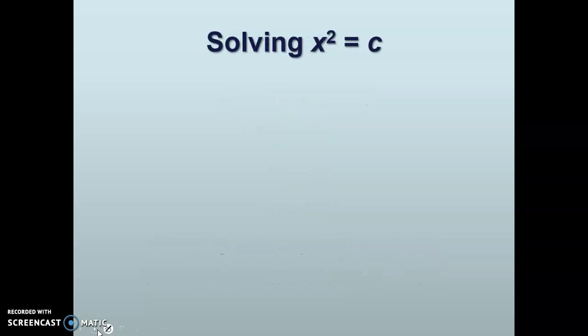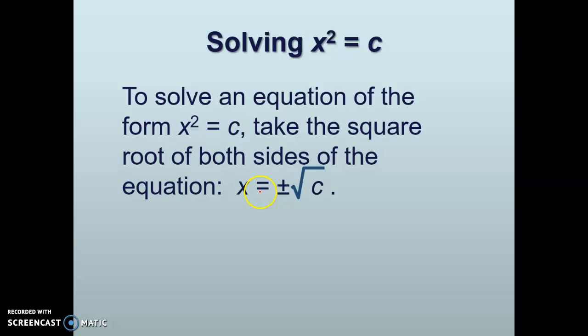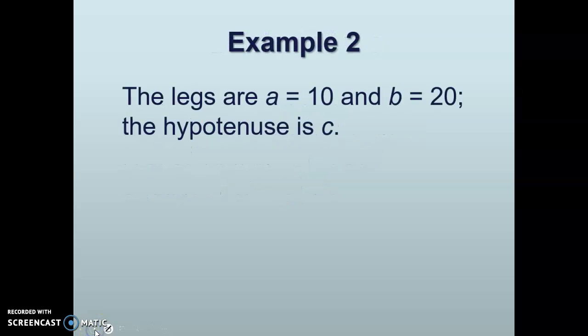All right, let's solve x squared equals c. To solve an equation of the form x squared equals c, you just take the square root of both sides of the equation. Okay, you just saw us do that. With x squared equals 81, we took the square root of both sides. Because to undo the x squared, we've got to take the square root, and whatever we do to one side, we have to do to the other. We'll always get a plus or minus value, and when we're talking about distance, we'll only use the positive root.